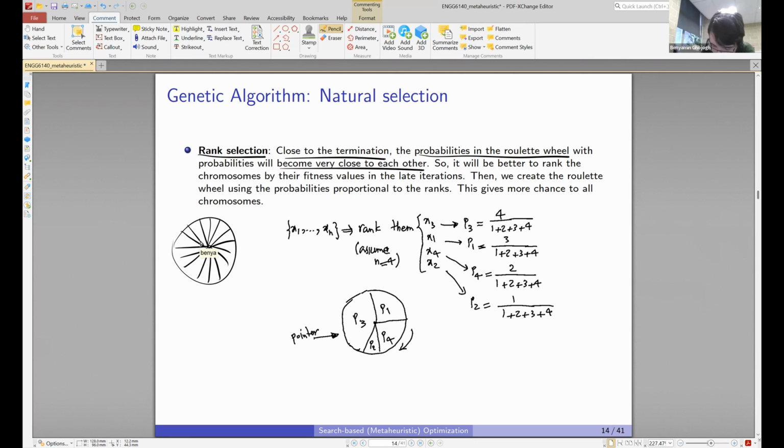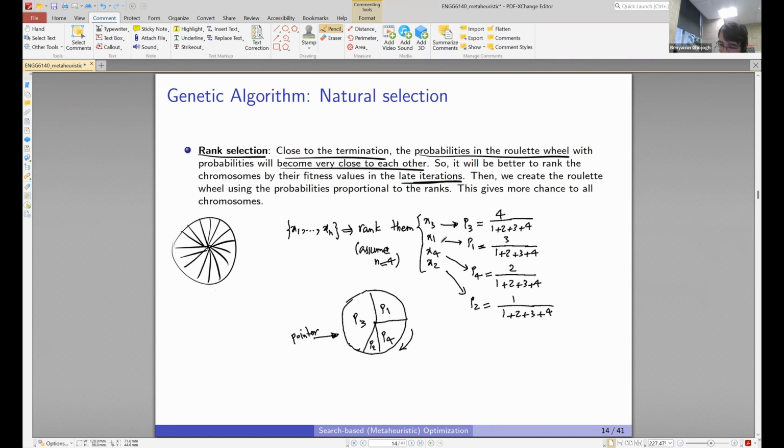So what do we do? It's not good enough, right? Because they have almost equal chances to be selected. So it will be like random selection then. So it's better to rank chromosomes by their fitness values in the late iterations. In the late iterations, close to the termination, let's find the probabilities in the roulette wheel by the rank. So for example, we have 4 candidate solutions, then we rank them by their fitness values.